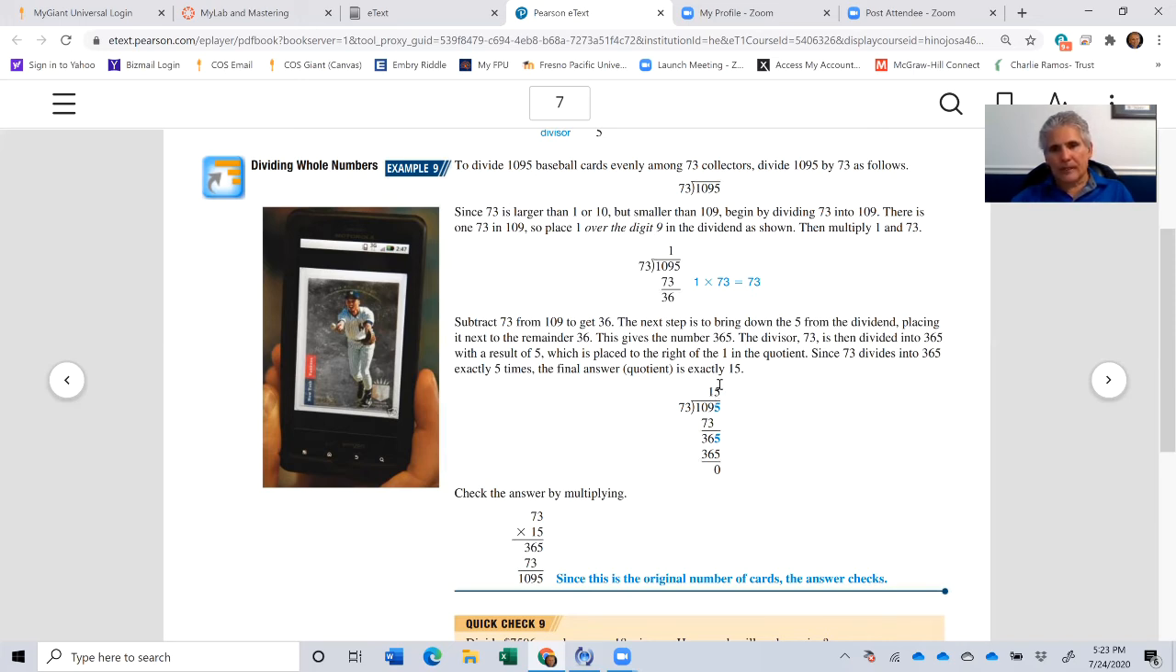We'll try the 5. Since we now are going to use the 5, we're going to take 5 times 3. 5 times 3 is 15. We'll put the 5 here. So far, it's looking pretty good. We're going to carry a 1 over, so 5 times 7 is 35, and we add the 1, that's 36. So now we have 365. So it turns out that in this problem, it's even. 73 goes into 1095 how many times? 15 times, and it goes into it evenly.